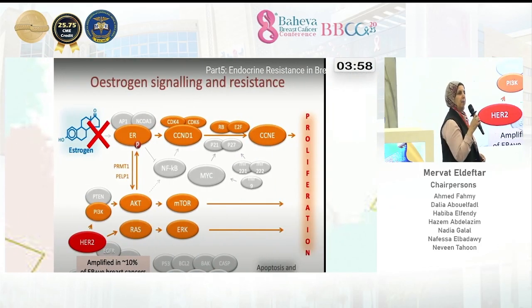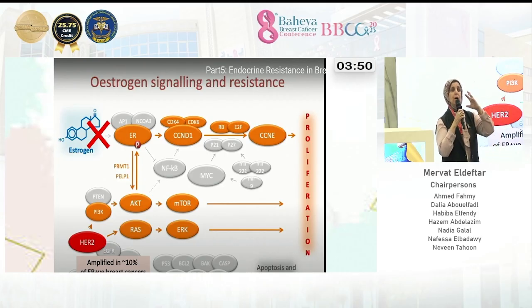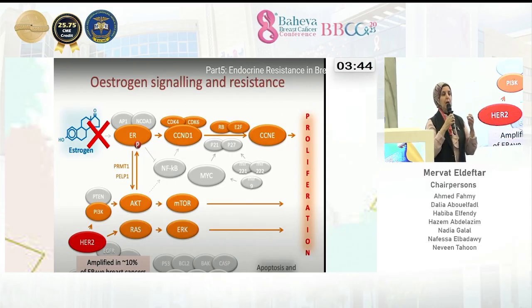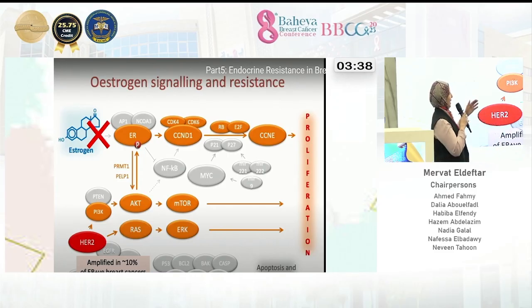So why do patients undergo endocrine resistance? Why does it happen? Because they found that the estrogen receptor, the piece that interacts with estrogen, undergoes mutation. These are called estrogen receptor 1 gene mutations, or there is an activation of other signaling pathways like PI3K, AKT-mTOR, and the HER2.